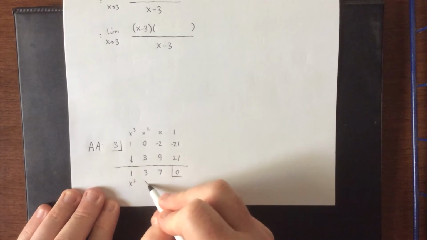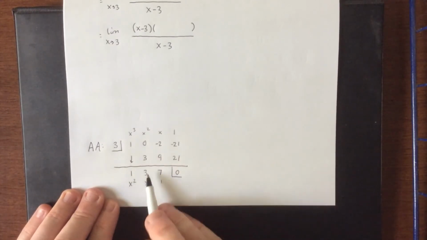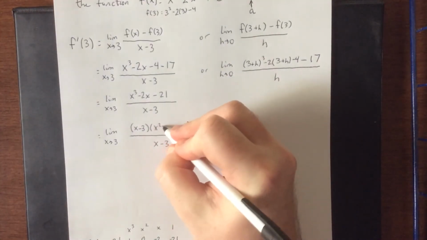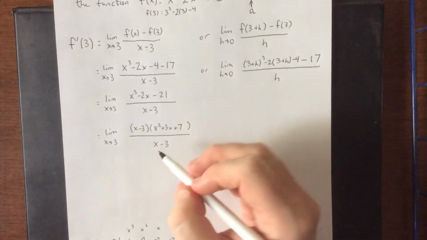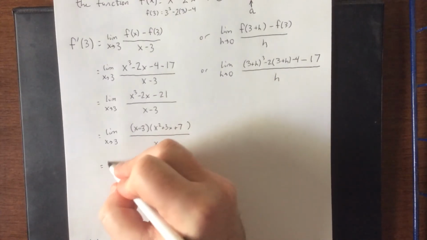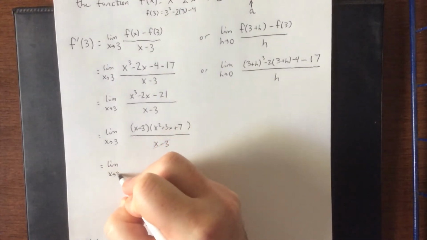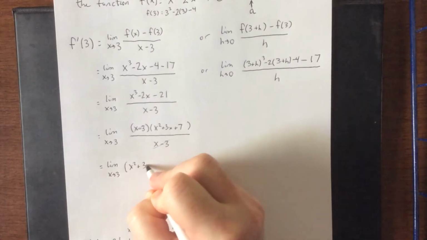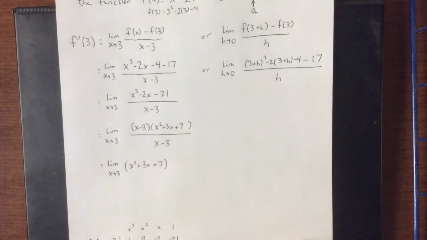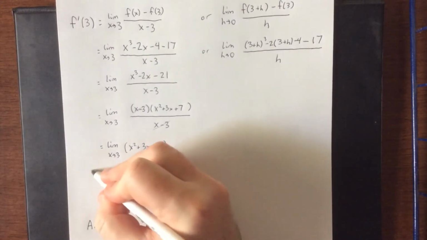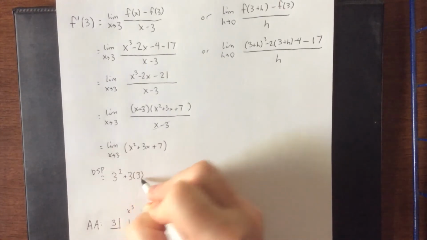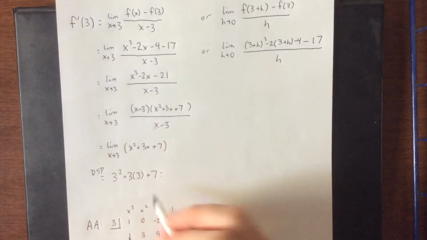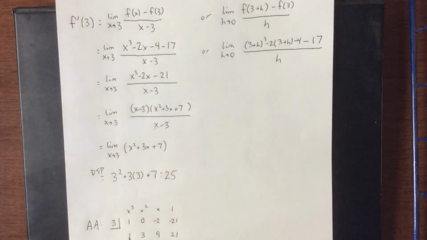Our quotient can now be interpreted as this is our x squared term, this is our x term, and this is our constant term. We can interpret this as x squared plus 3x plus 7. Then we get to the good stuff, actually canceling out the x minus 3's, leaving us with the limit as x approaches 3 of x squared plus 3x plus 7. At this point, we can apply the direct substitution property and get 3 squared plus 3 times 3 plus 7. That is 9 plus 9 plus 7. That is a slope of 25.